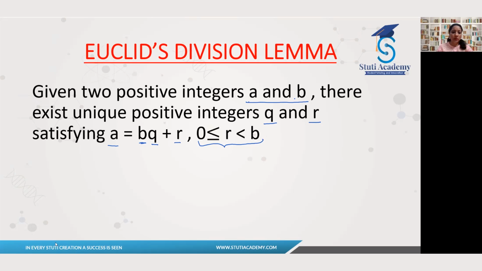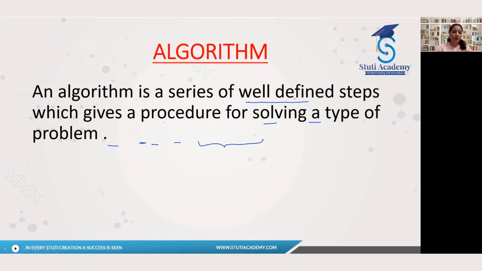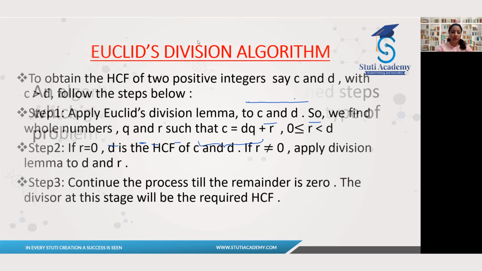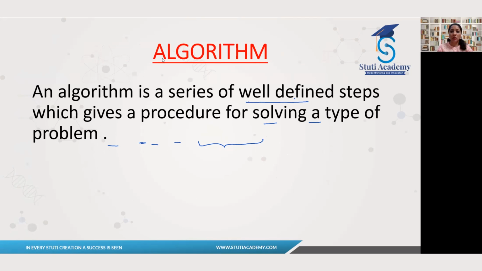Now let us proceed further. Let's talk about algorithm. An algorithm is a series of well-defined steps which gives a procedure for solving a type of problem. So it's a series of steps, and the steps together make an algorithm by which we can solve a particular problem.